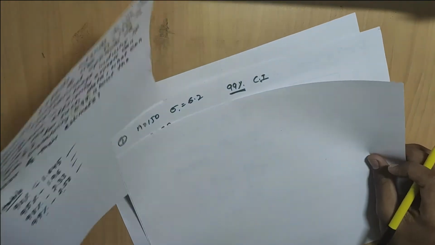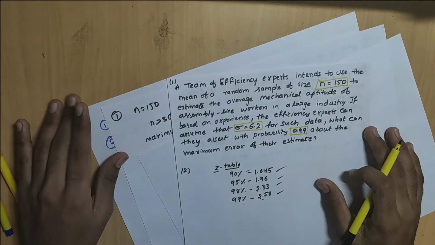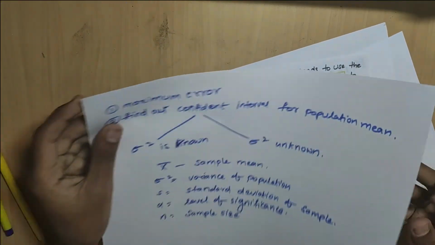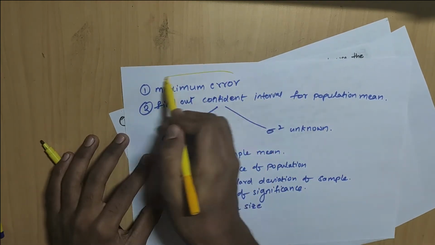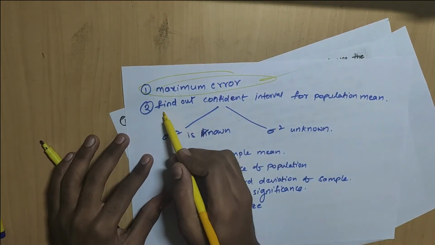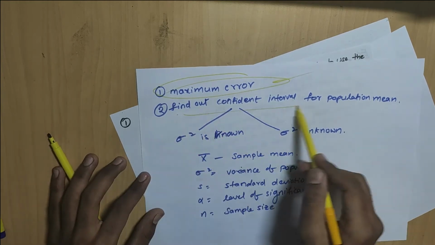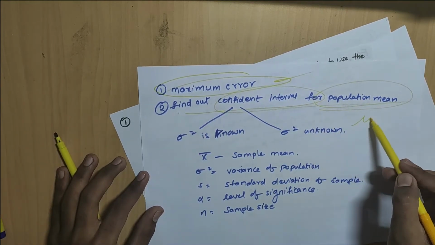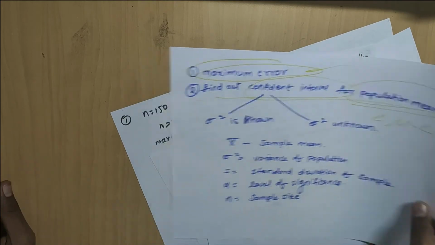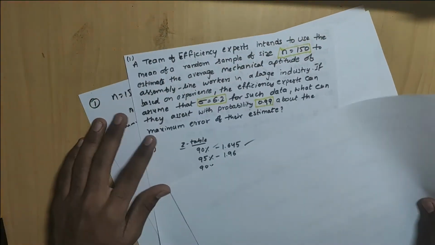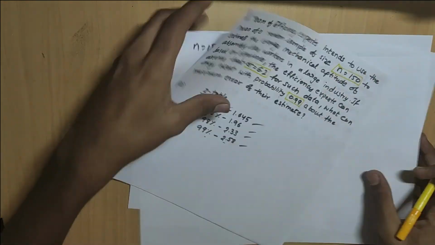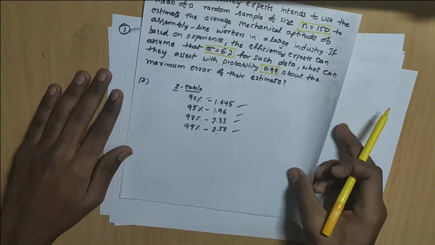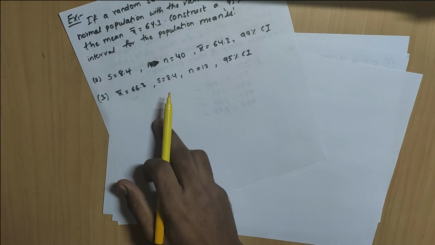First we did the maximum error, it's completed, and now we are going to discuss the confidence interval of the population mean mu. Okay, so let's go to the problem.